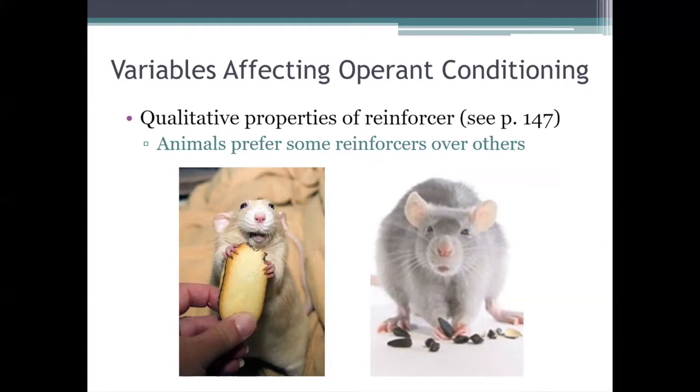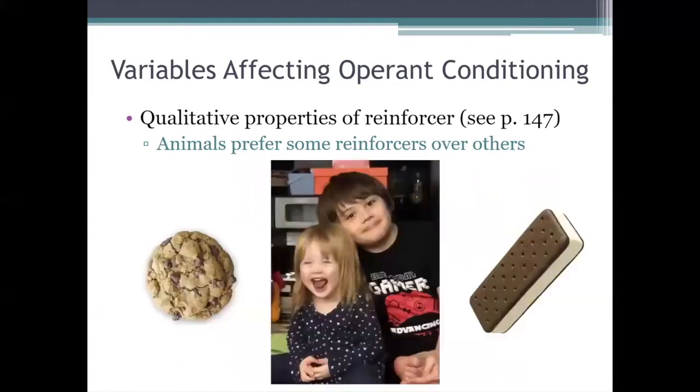And of course, the same thing applies to people. People are the same way. I mean, if I want to reinforce my son for something, an ice cream sandwich is a pretty good choice. With my daughter, a cookie or a piece of chocolate would probably work better. And so those qualitative differences between reinforcers do matter.